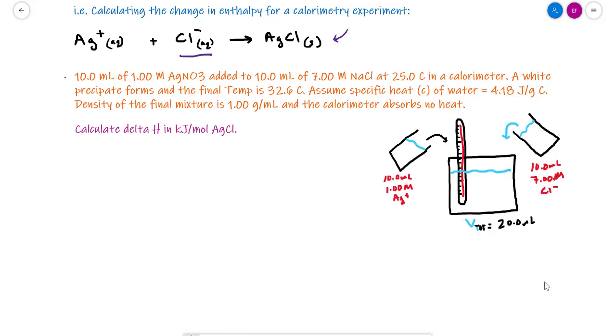Okay, as always, I like to start by drawing out what the experiment is being described, because it helps me contextualize what's happening and how I should move forward. So I always recommend this. What I drew up was the calorimeter in the center. So that's this big square thing here, and it's got a thermometer in it. That's what a calorimeter is, and it's contained. So it's essentially a thermos.